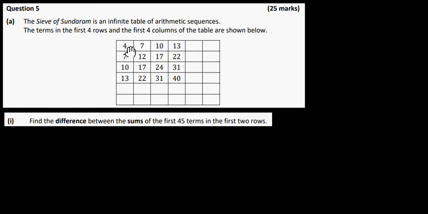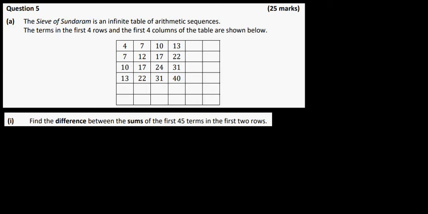If we look at these, we've got 4, 7, 10, 13. We're told it's arithmetic, so it's going up by 3 each time. If we look at the second row, it's going up by 5 each time. The third row is going up by 7 each time, and the fourth row is going up by 9 each time.